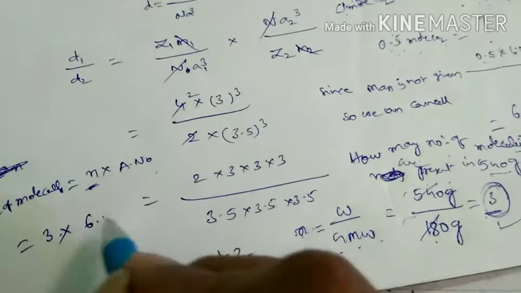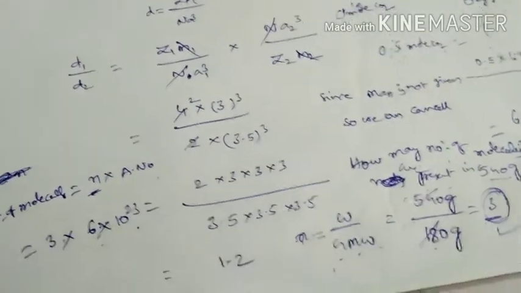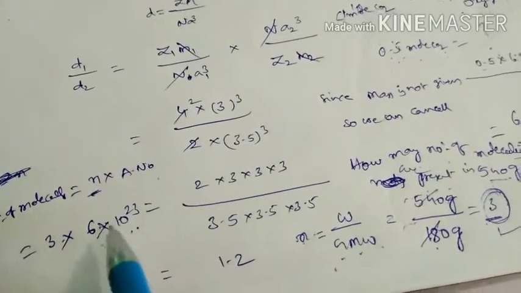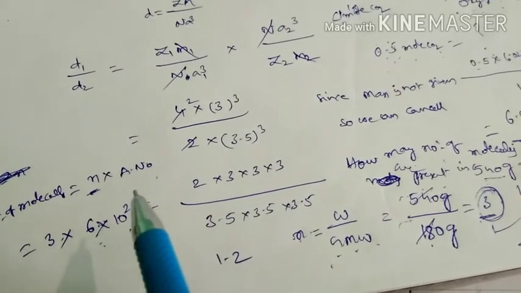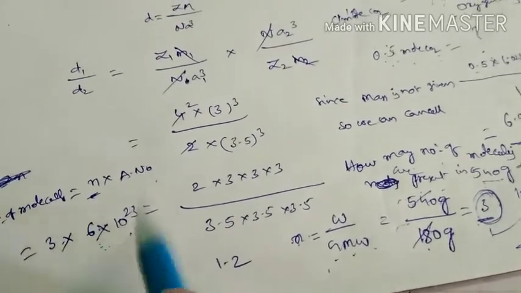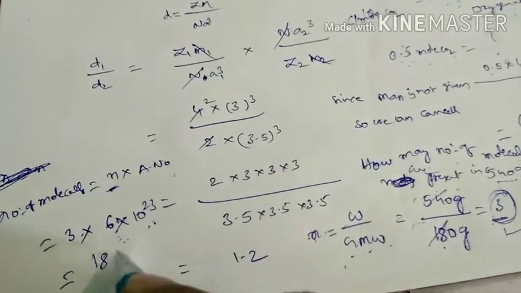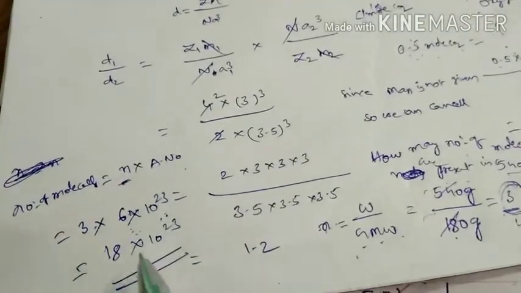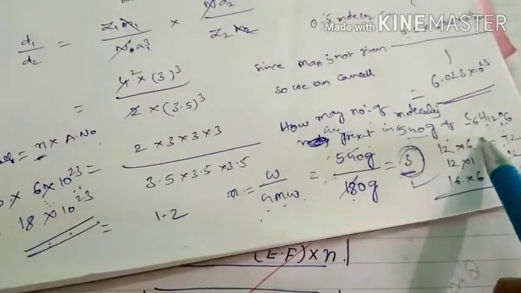Avogadro number is 6.023. In numericals, you can simply write 6 into 10 to the power of 23, no need to mention decimal points. 6.023 and 6 are almost the same, because there is not a big difference. So it is better to always write Avogadro number as 6 into 10 to the power of 23 in numericals. So the final value is 3 into 6, which is 18, so 18 into 10 to the power of 23. These are the number of molecules present in 540 grams of glucose.